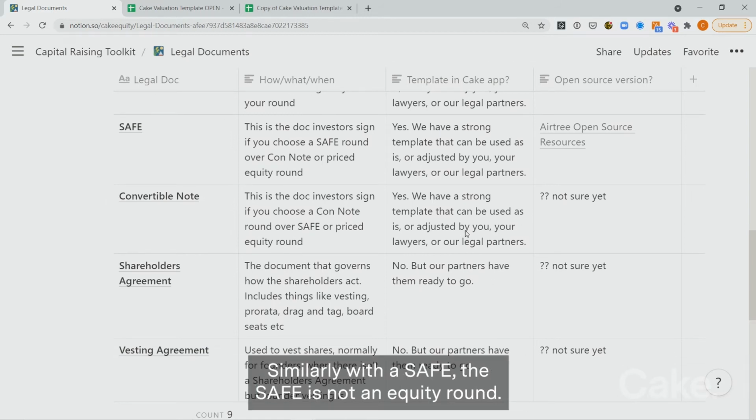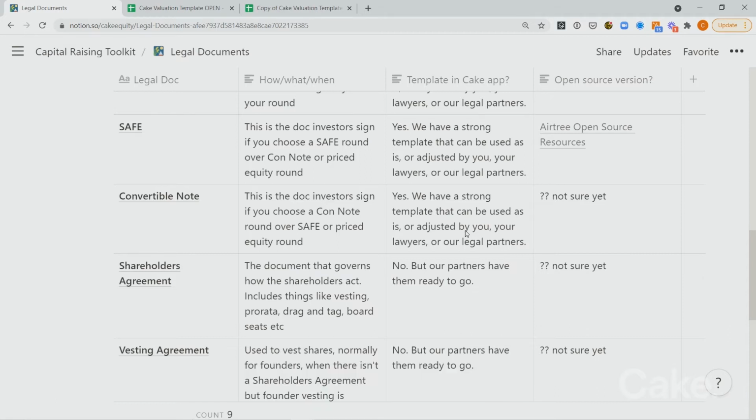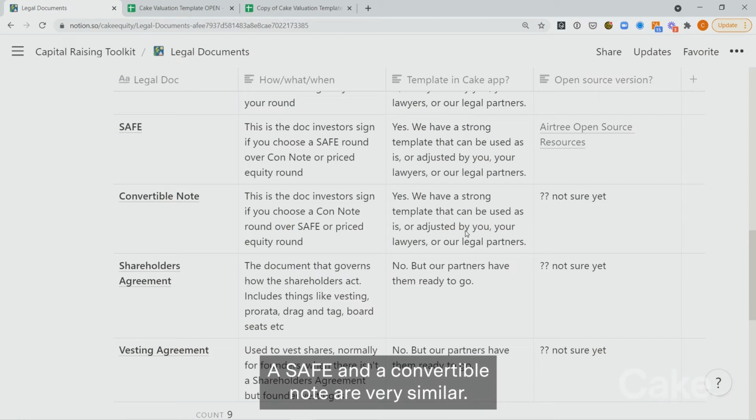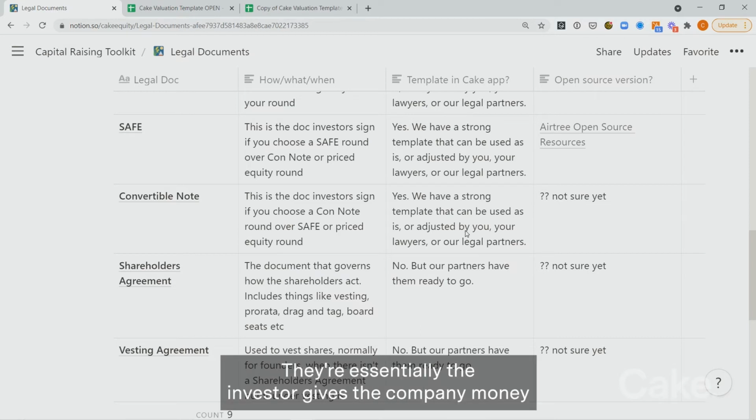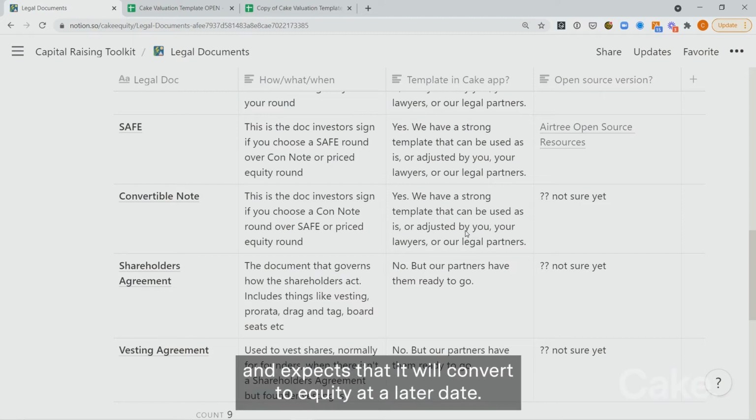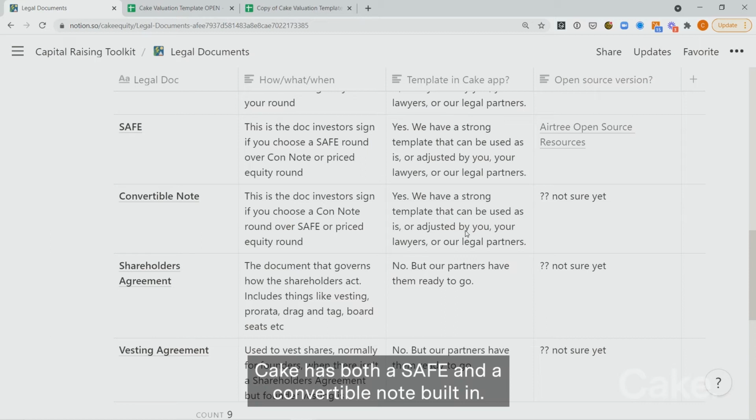Similarly with a SAFE, the SAFE is not an equity round. A SAFE and a convertible note are very similar. Essentially, the investor gives the company money and expects that it will convert to equity at a later date. Cake has both a SAFE and a convertible note built in.